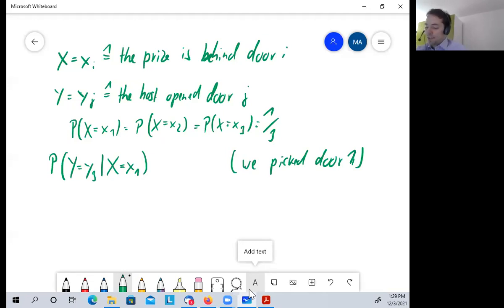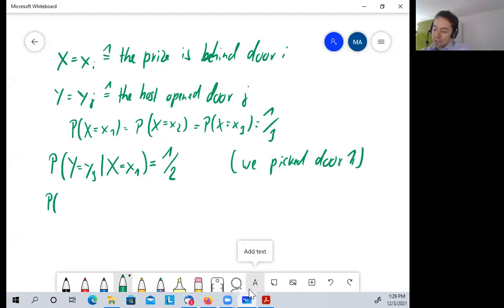The prize is behind door number 1, and the showhost opens door number 3. So what would be the conditional probability for that? You can just type it in the chat. Yes, 1/2. So he could have opened door number 2 or number 3. Both would have been fine.